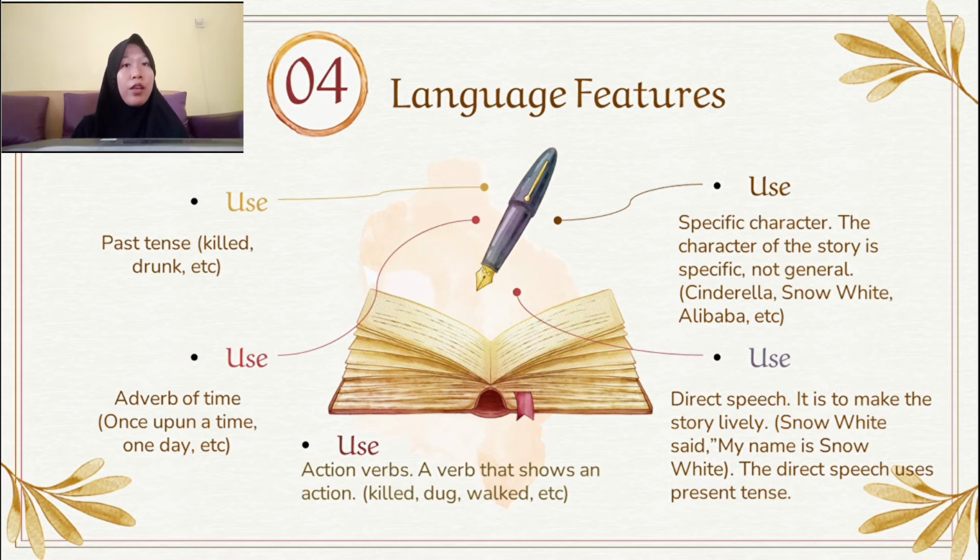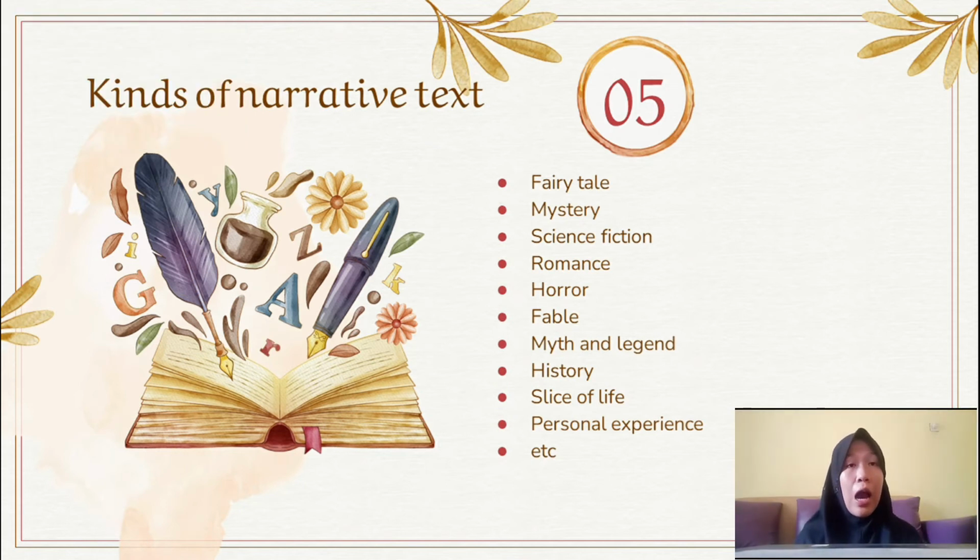And then, narrative text uses adverbs of time. Example, once upon a time, one day, and any others. And then, narrative text uses action verbs, verbs that show an action. Example, killed, dug, walk, and any others. I think all of us often read narrative text, but we didn't know what kind of narrative text it was. So I want to give you information about the kinds of narrative text. The kinds of narrative text are fairy tale, mystery, science fiction, romance, horror, fable, myth and legend, history, slice of life, personal experience, and any others.